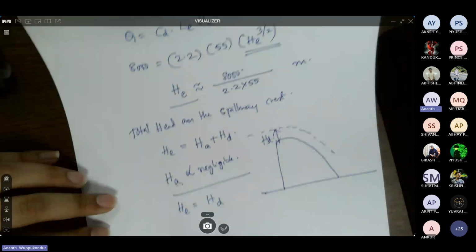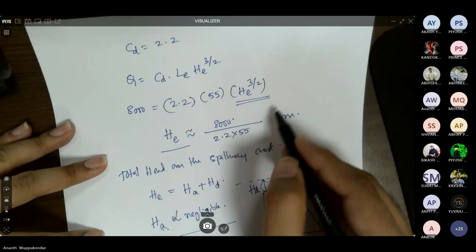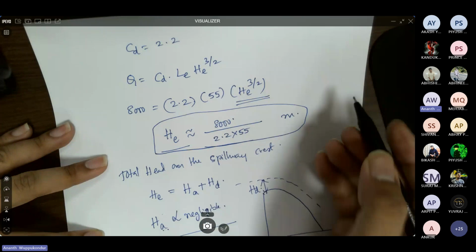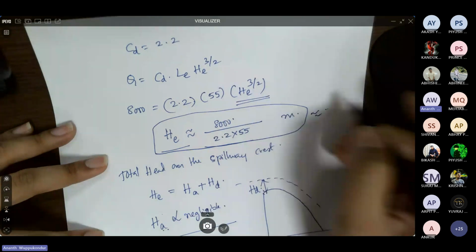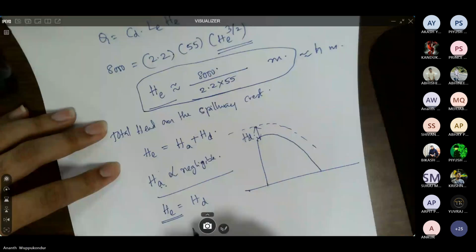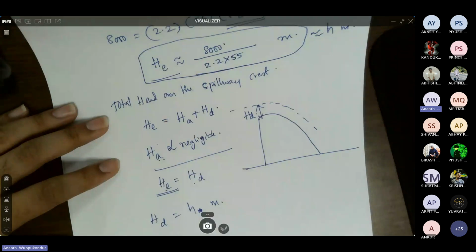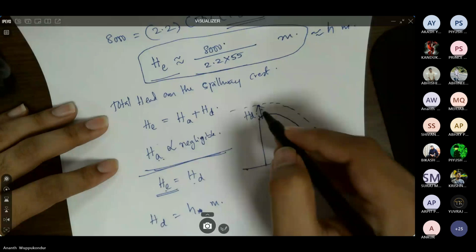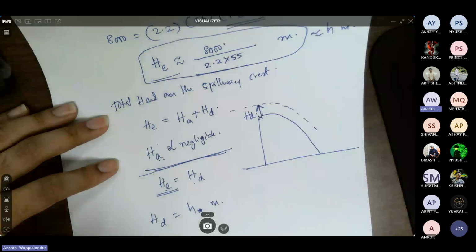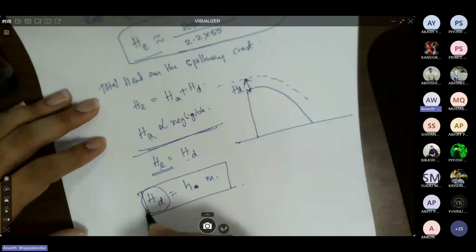So we calculated HE from this. Let's say it would be some H meters. Then your HD would also be H meters, because we are assuming the total head is a function of only the hydraulic head. So we are neglecting the velocity on top of the spillway. And the reason we are doing this is we need to know what HD is to get what this profile is.